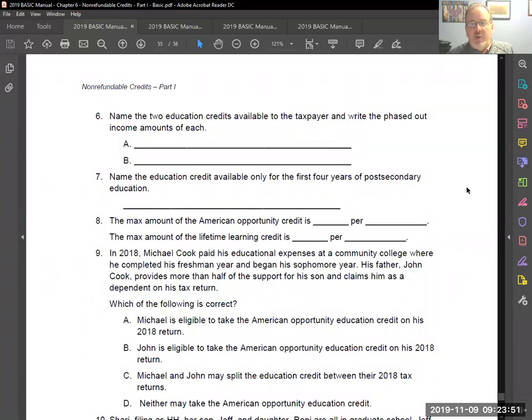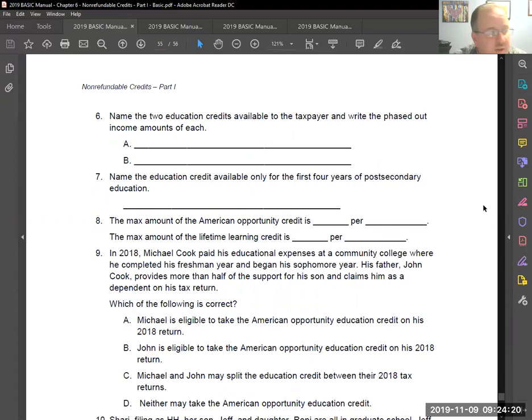Name the two education credits. Whoops, hold on here, get myself out of the way. The two education credits available to the taxpayer, and write the phased out amounts or income amounts of each. Again, we have the American Opportunity Credit and the Lifetime Learning Credit, okay? What they mean by phase out is when the credit, based on the adjusted gross income on the return, no longer is available to the taxpayers, whether they're single, married filing jointly.